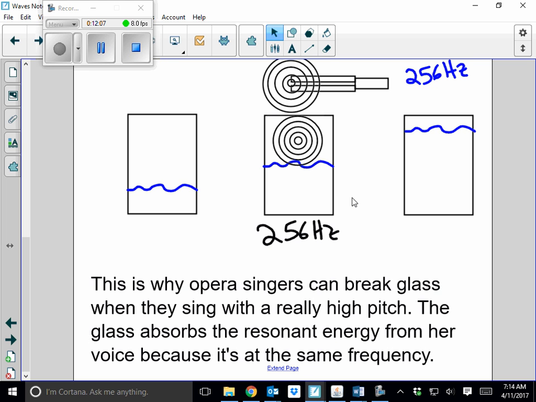And this is real. This is why opera singers can break glass with their voice. It's a really high pitch, and they're at the natural frequency of the glass, which makes it vibrate because it starts sharing the energy. It breaks because it's a solid structure, but when you vibrate the molecules, it makes it break.